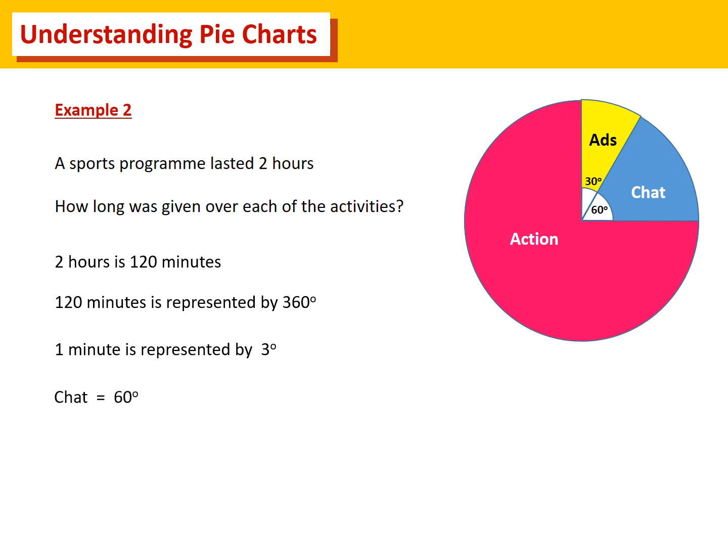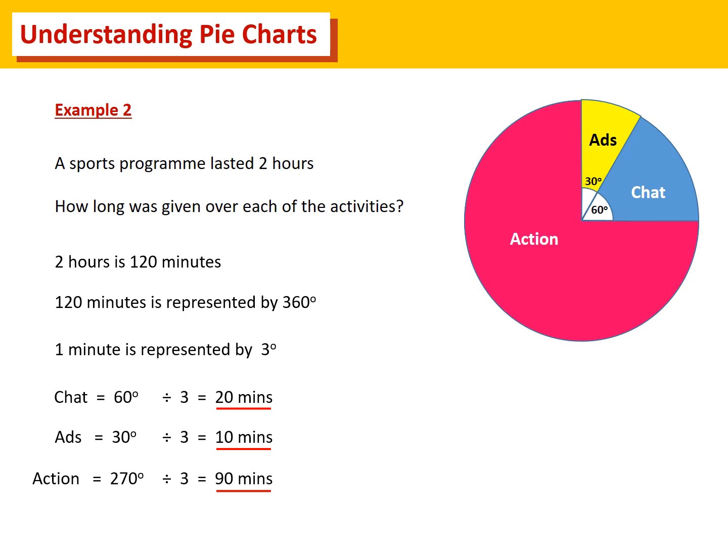Therefore, if chat is 60 degrees, how many minutes is that? Well, if each minute is represented by 3 degrees, 60 divided by 3, that's 20 minutes. Ads, which is 30 degrees. Remember, 3 degrees is 1 minute, so if we divide 30 by 3, that gives us 10 minutes. And finally, for action, 270 degrees divided by 3, that gives us 90 minutes.